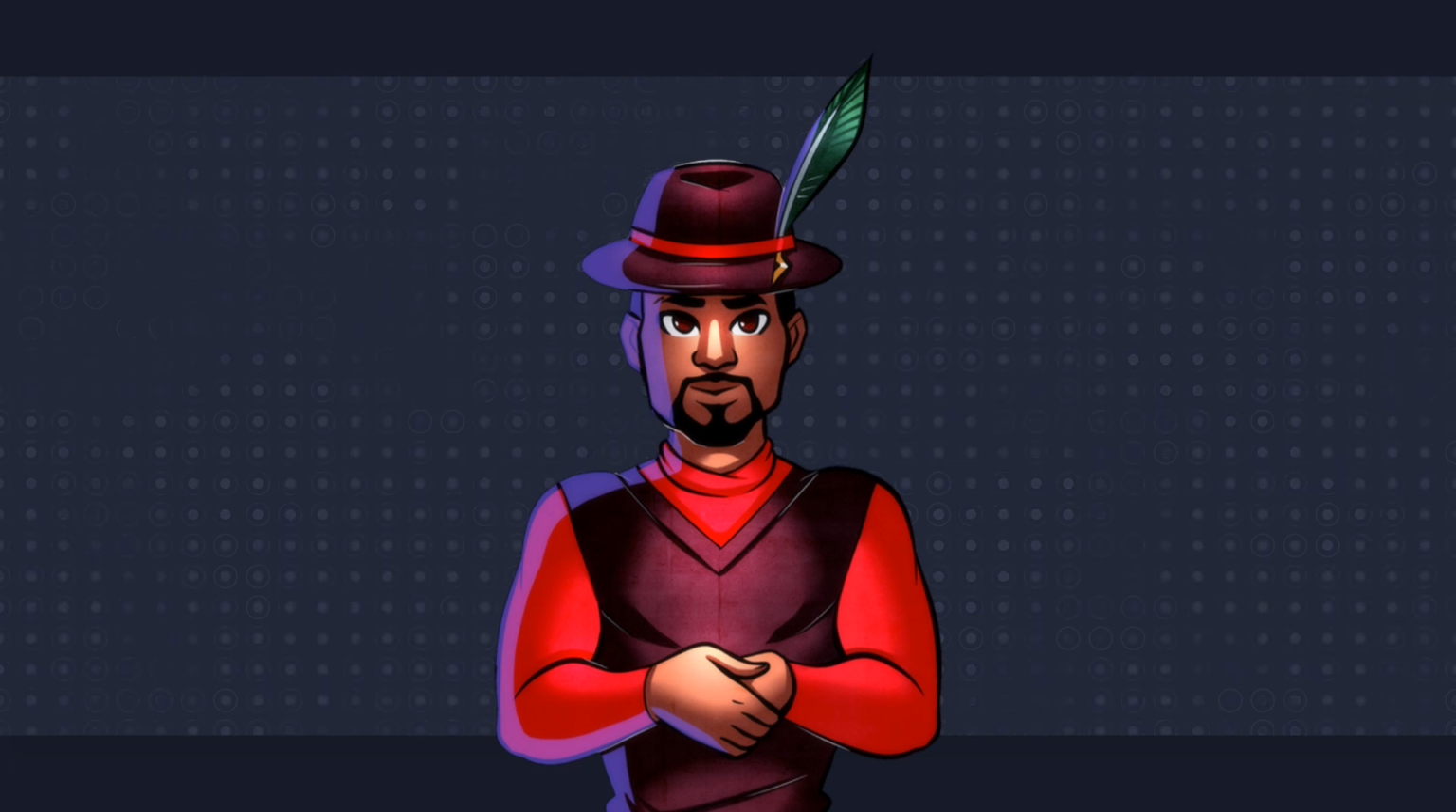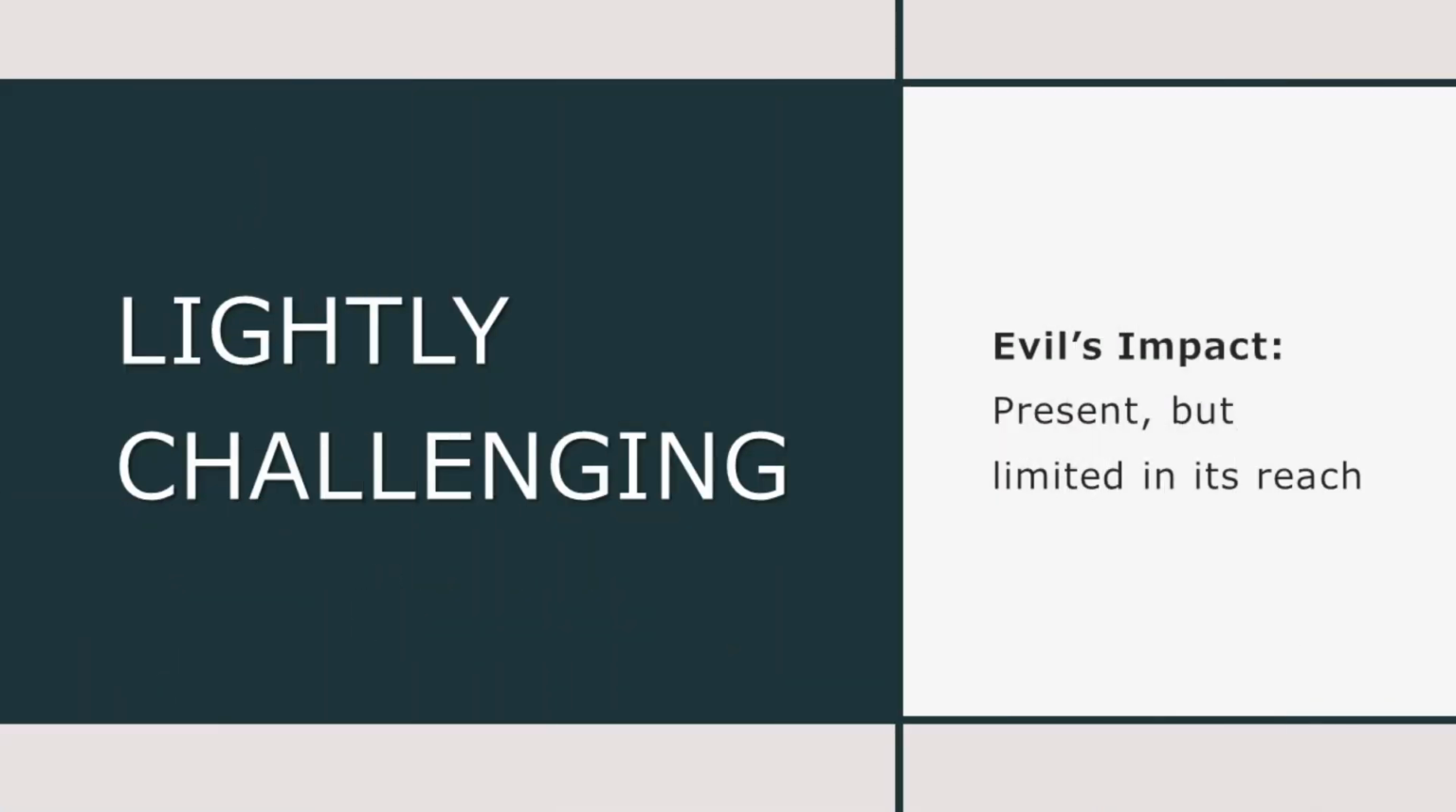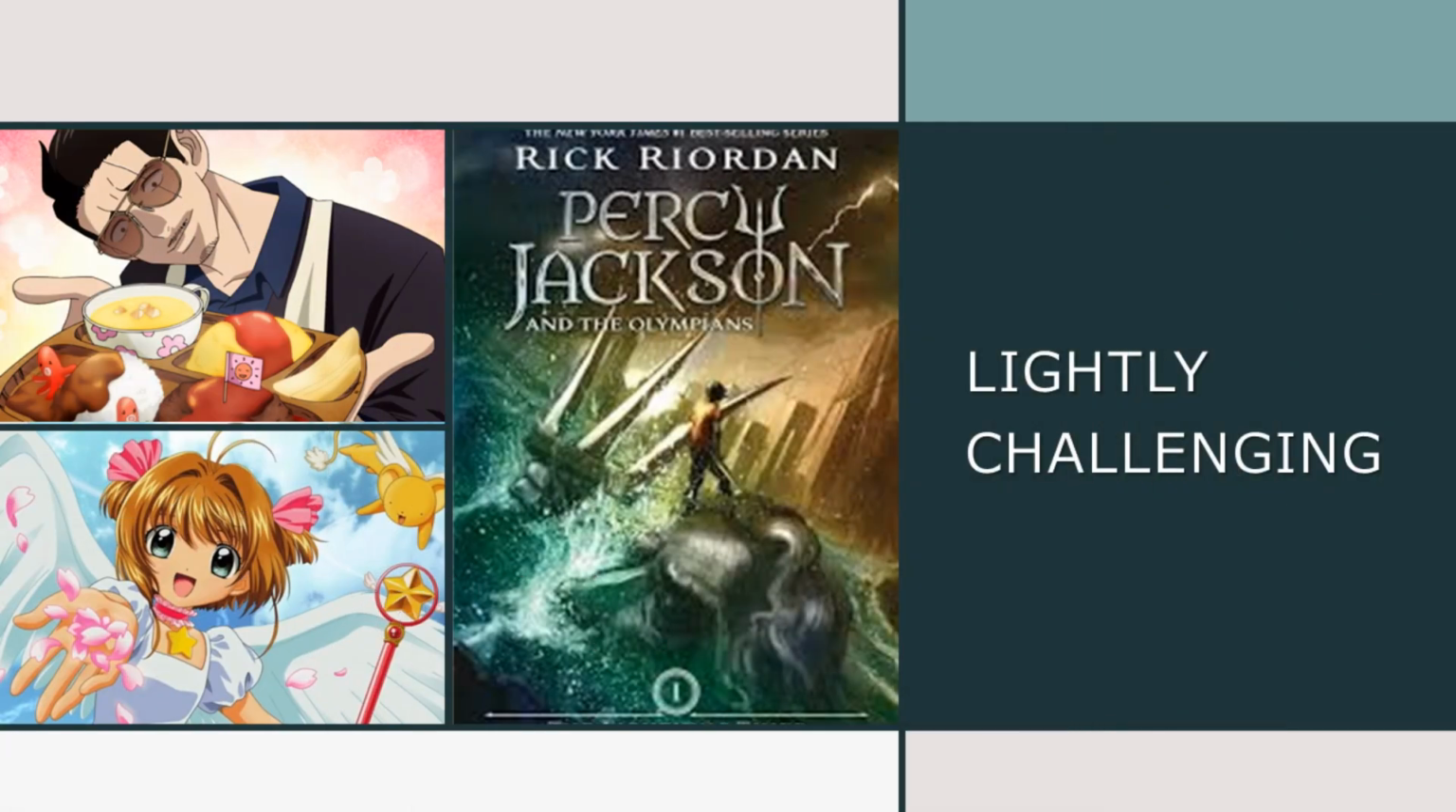If you do wish to get a bit more serious, that's where we go into the lightly challenging zone. In this, evil is present, but limited in its reach. It often affects secondary characters or the broader environment, but rarely protagonists directly. Furthermore, there can be some tension and conflict, but it's often resolved with minimal lasting damage. The overall tone does still remain hopeful and optimistic despite the challenges. Stories like Cardcaptor Sakura, Percy Jackson and the Olympians, the comedy Way of the House Husband, and so forth tend to slot in here.